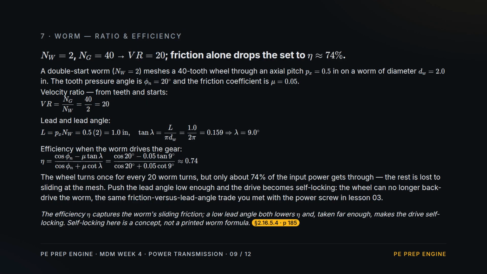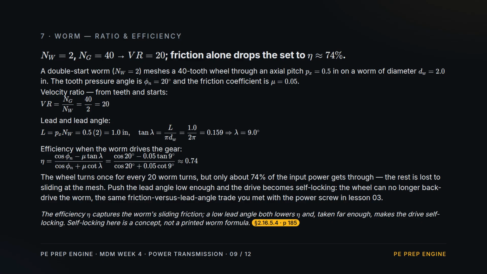Worm drives, ratio and efficiency. A double start worm meshing a 40-tooth wheel gives a velocity ratio of 40/2, or 20, from the tooth counts, not the diameters. The lead is the axial pitch times the number of starts, 1 inch, and the tangent of the lead angle is the lead over pi times the worm diameter, giving a lead angle of about 9 degrees. The efficiency when the worm drives the gear is cosine of the pressure angle minus friction times the tangent of the lead angle, over cosine plus friction times the cotangent, about 74% here.